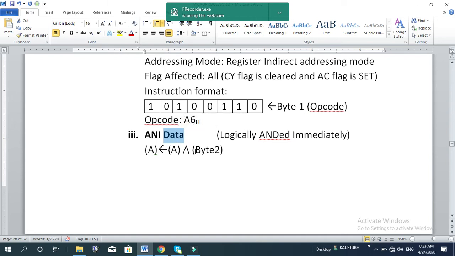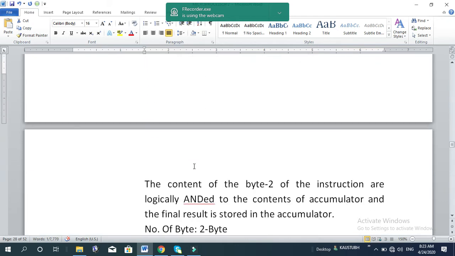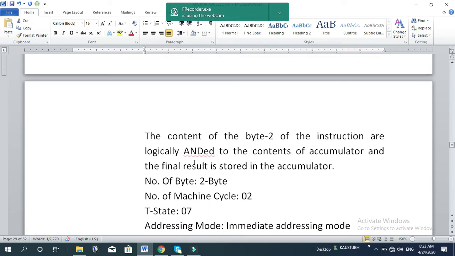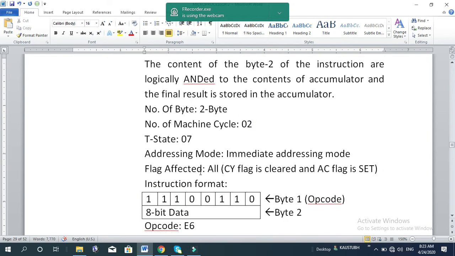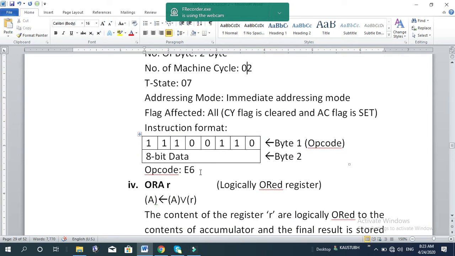So the content of byte 2 of the instruction is logically ANDed with the content of the accumulator, and the result is placed into the accumulator. It is a 2-byte instruction, as I mentioned, with machine cycles of 2, and the T states for the first are 4 and for the second are 3.